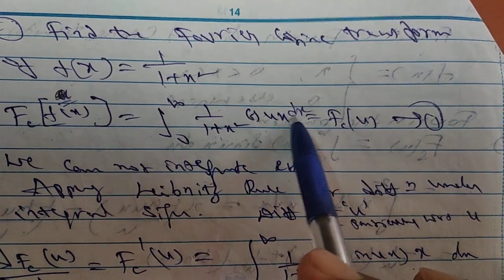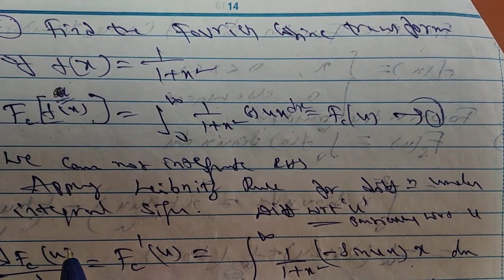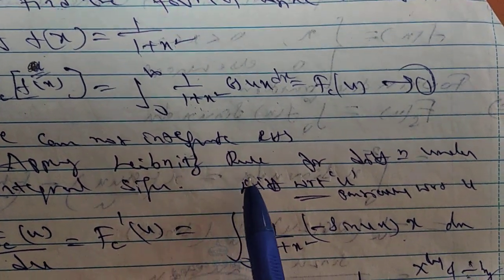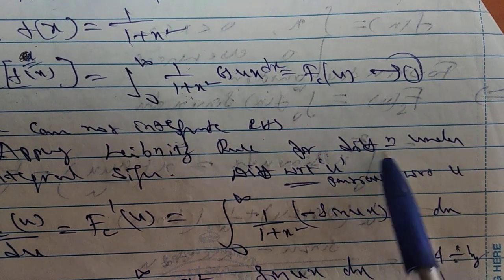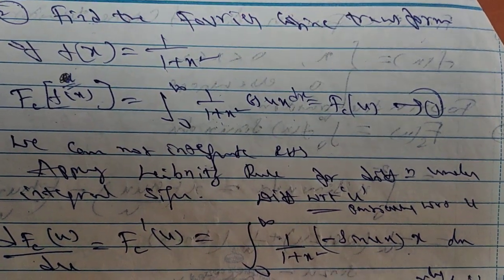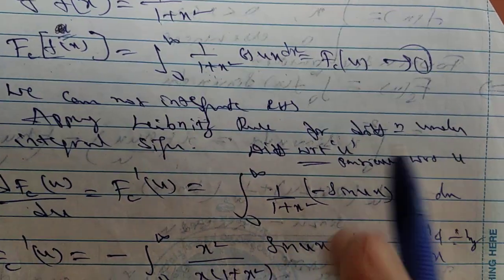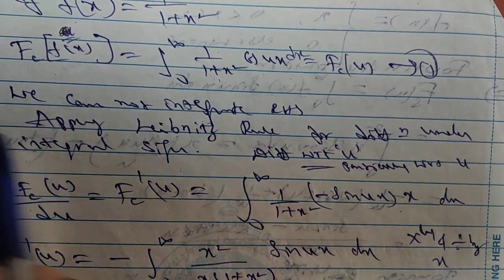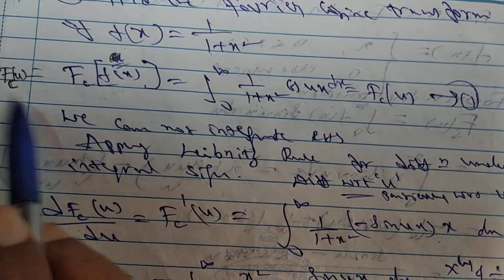So directly we can't integrate. That's why you have to apply the Leibniz rule for differentiation under the integral sign. So what is the Leibniz rule? Differentiate partially with respect to u inside of that integral. And outside, what is the f of u? Directly you have to differentiate.